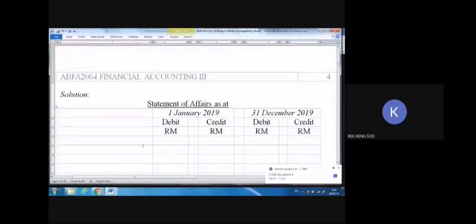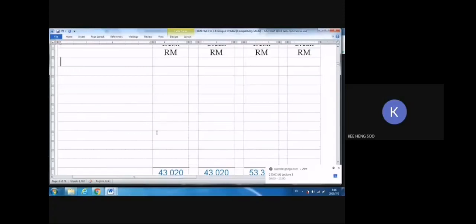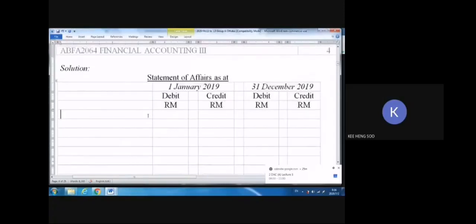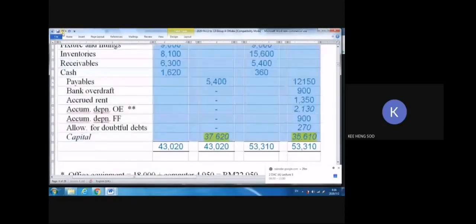That means I may give you statement of affairs, 2 column, then everything empty. So initially it's in the Word format, but suggested by the moderator, change it to Excel, because in Excel you put a figure, then you can automatically calculate the figures. So that is your suggestion on your coursework.